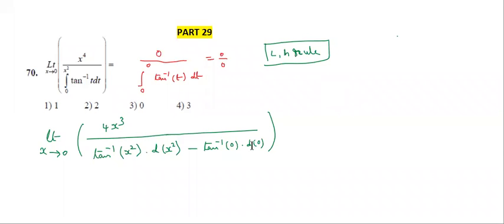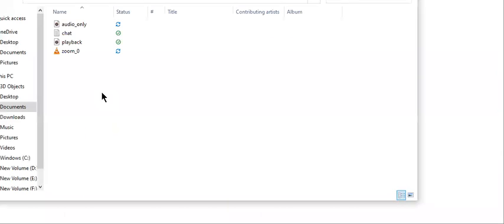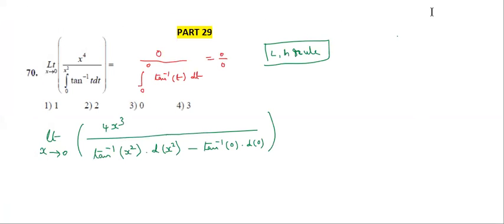Limit x tends to 0, x power 4 divided by integration 0 to x square tan inverse t dt. That is equal to, substitute the limit in numerator and denominator, you will get 0 by 0 form. When you get 0 by 0 or infinite by infinite form, use L'Hospital rule. L'Hospital rule means numerator and denominator do one time derivative.